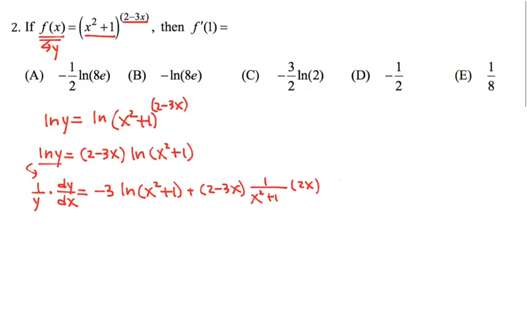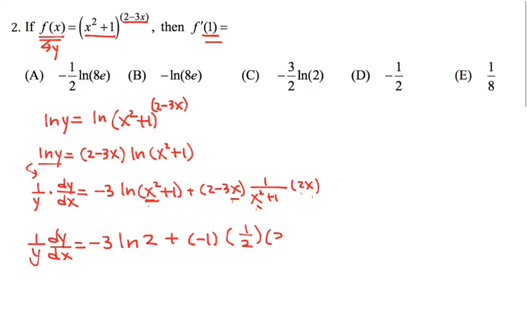Now, we realize that in this case, the x value here has to be equal to 1. That means I'm going to plug in 1 for all the values of x here and here and here and here. All right, then let us try to do that. 1 over y dy over dx now becomes negative 3. When you plug in 1 in this location, we get ln of 2. And here, when I plug in 1, we get negative 1. And when I plug in 1 here and here, we end up getting 1 over 2 times 2.